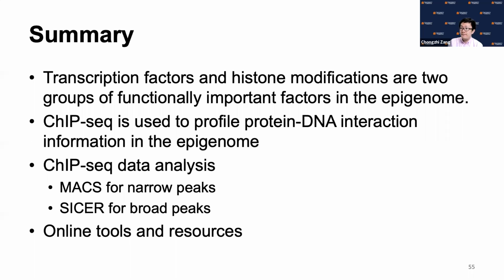So as a final summary, in this lecture, I told you about the transcription factors and the histone modifications, which are two categories of functionally important factors in the epigenome. We mainly focused on the technique ChIP-seq, which is used to profile protein-DNA interaction information in the epigenome. And for ChIP-seq data analysis, the specific step for ChIP-seq is peak calling, and I briefly mentioned two peak calling tools, MACS and SICER, for narrow and broad peak calling respectively.